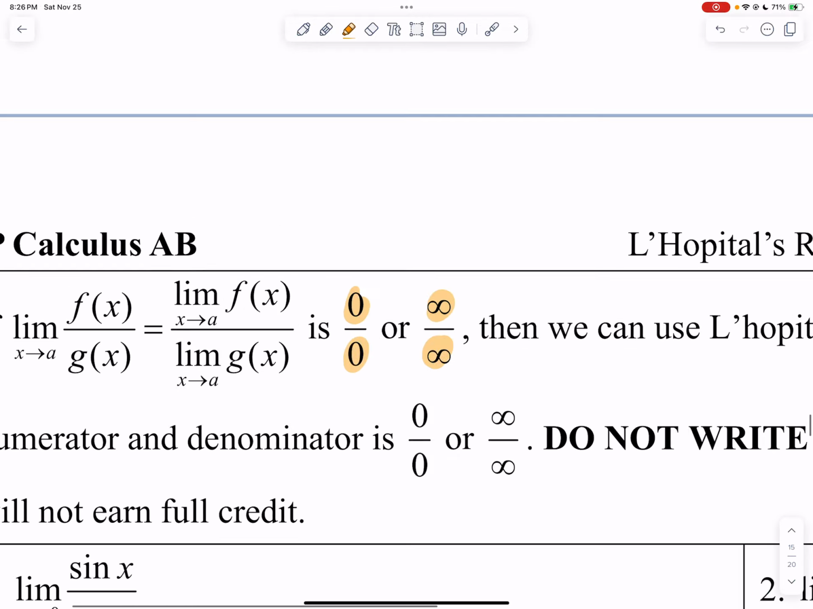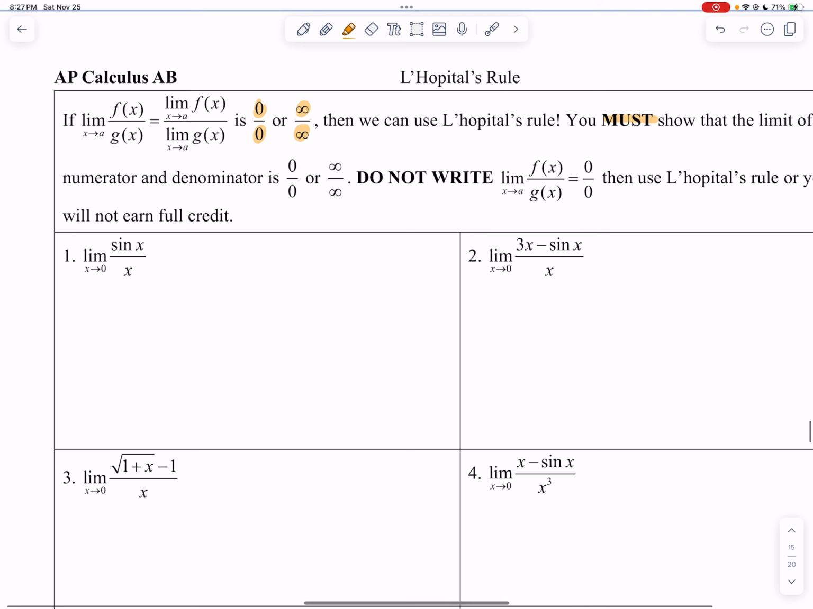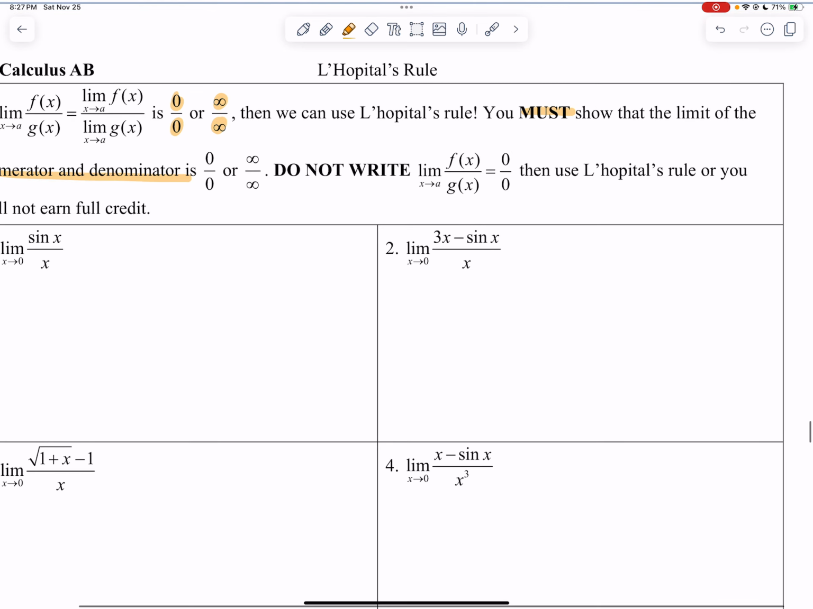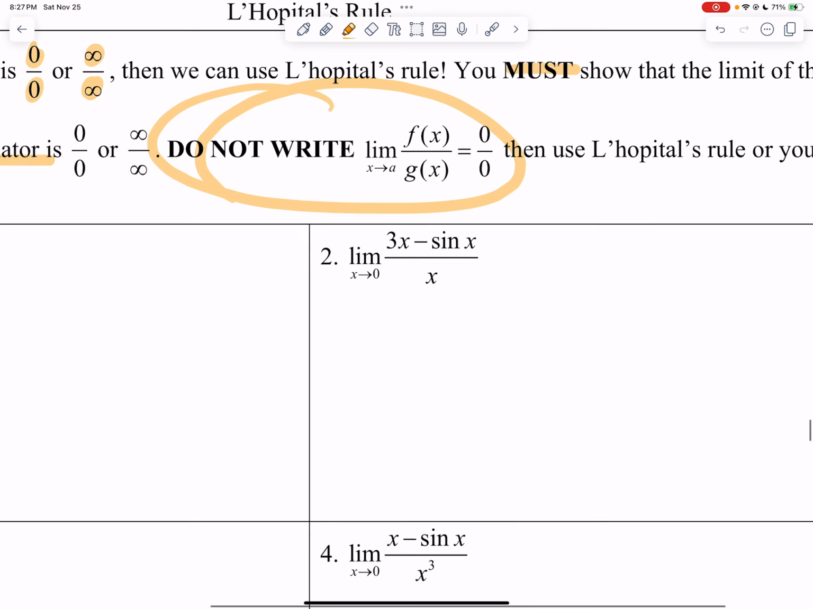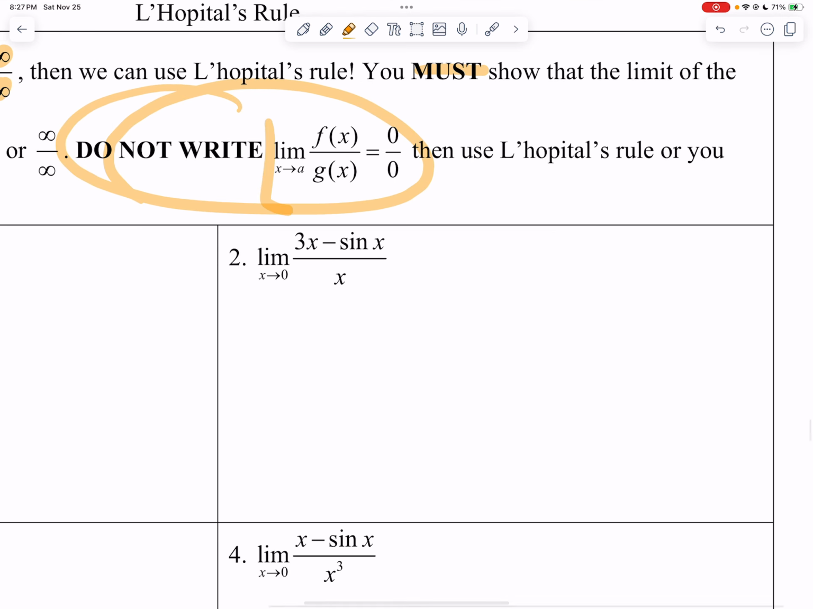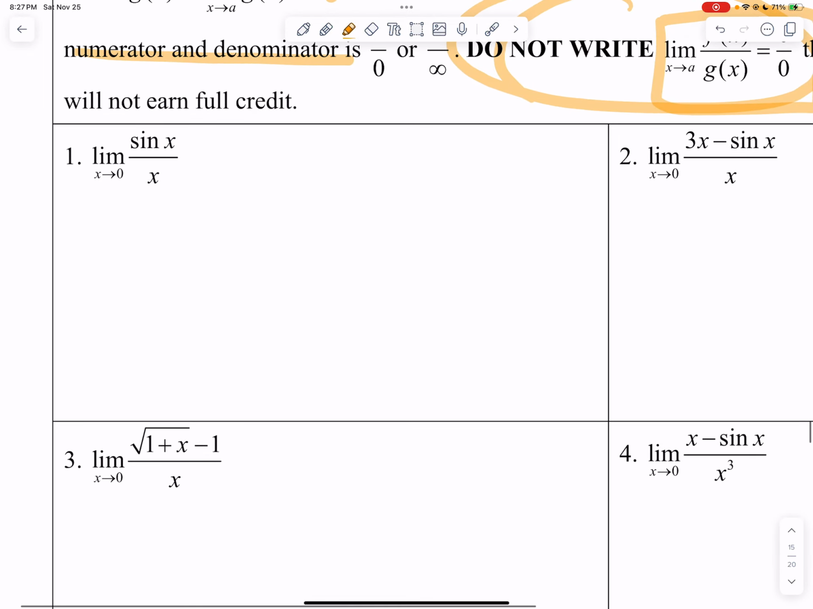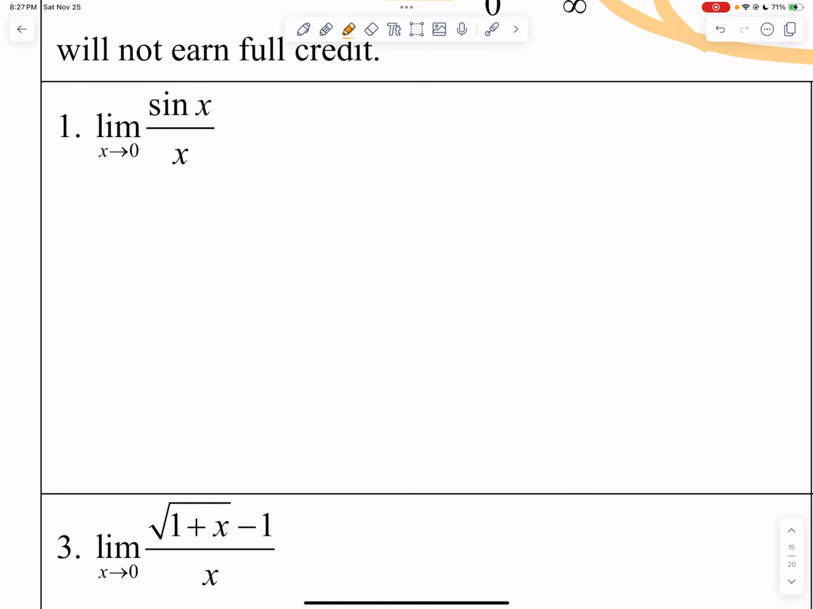So we have to show that the numerator and the denominator is 0. And here's the thing. Do not write the limit as x approaches whatever value you are evaluating of f of x over g of x is equal to 0 over 0, and then use L'Hopital's. They will not give you credit for it. So please do not write that. Instead, follow my steps on what to do in terms of these types of problems.